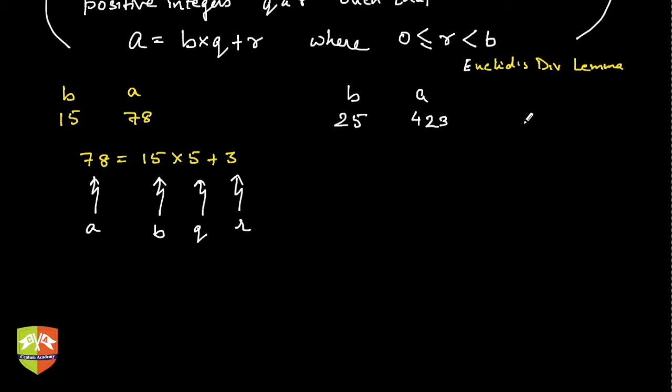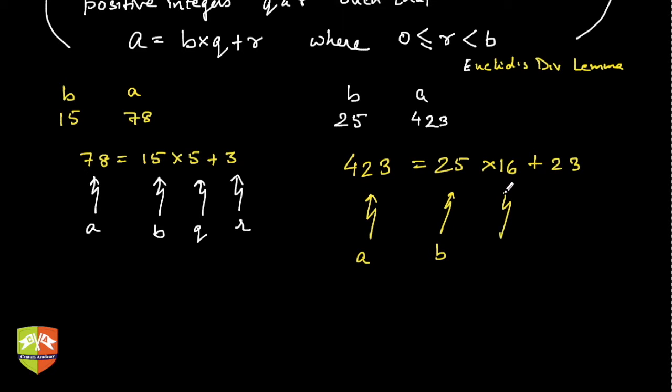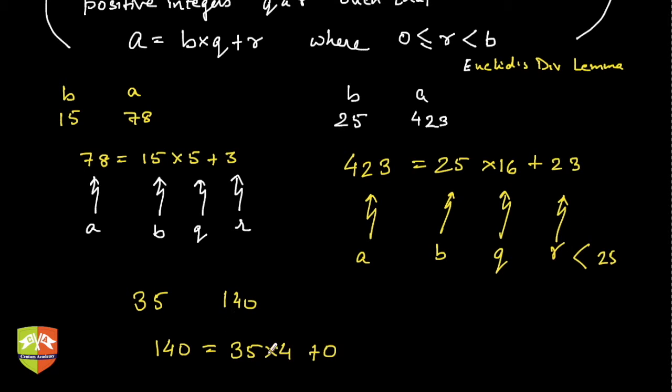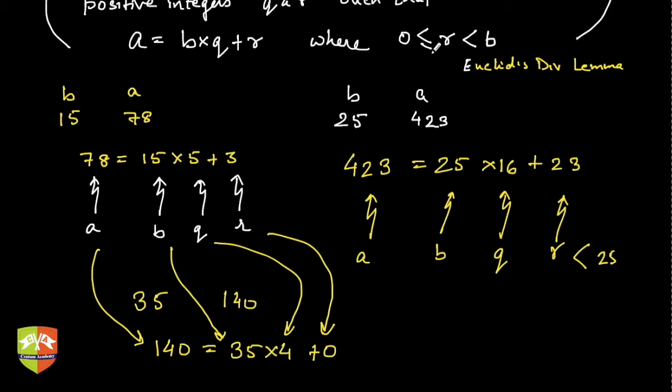So again, if you try long division, you can see that 423 can be expressed as 25 times 16 plus 23. So 25 times 16 is 400, and if you add 23 to it, you will get 423. So here again, this is my a, this is my b, this is my quotient, and this is my remainder. Again, 23 is less than my b, which is 25. Another example could be, let's say, 35 and 140. So 140 is equal to 35 into 4 plus 0. So again, this is a, this is b, this one is q, and this one r is 0. So r can be greater than or equal to 0, but less than b. This is what is meant by Euclid's division lemma.